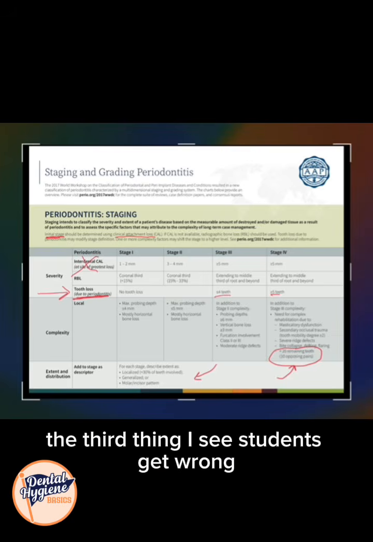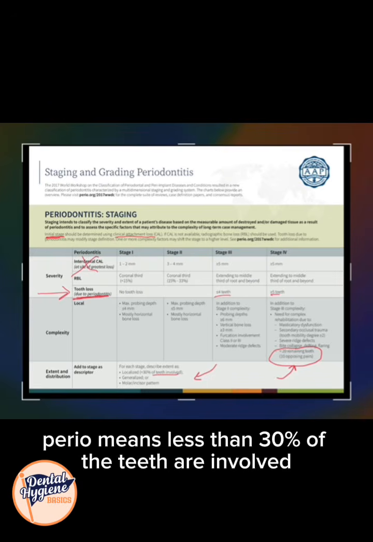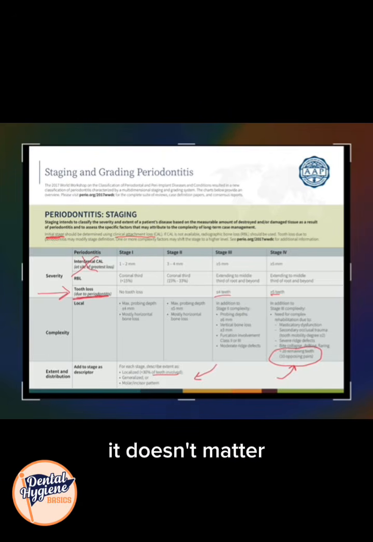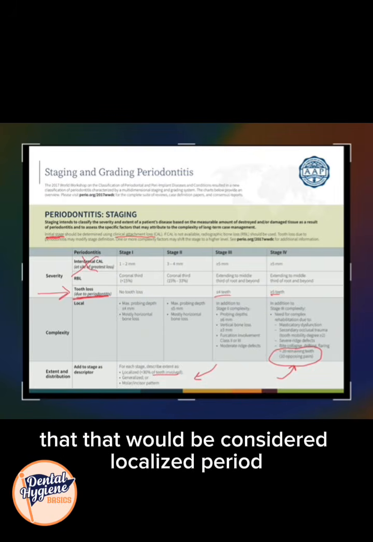The third thing I see students get wrong is the extent and distribution. Notice that it says localized perio means less than 30% of the teeth are involved. It doesn't matter if a patient has some areas that are 1 to 2 millimeters and some areas that are 5 millimeters or greater. It doesn't matter as long as less than 30% of the teeth have attachment loss, that would be considered localized perio.